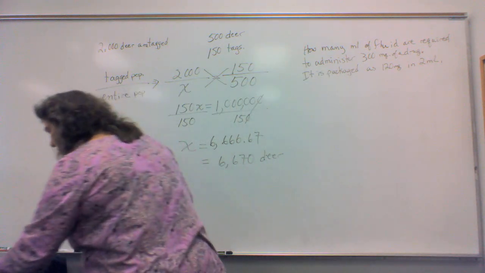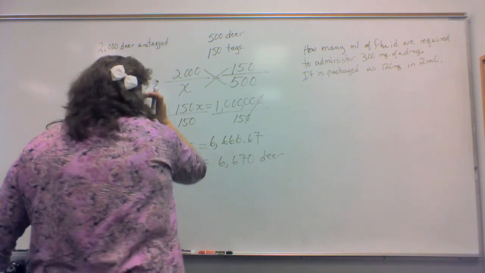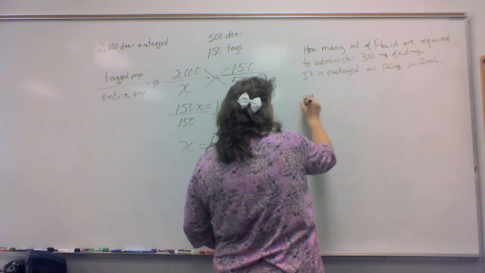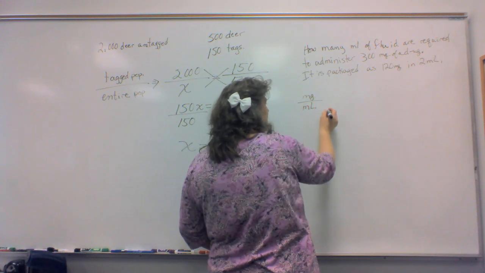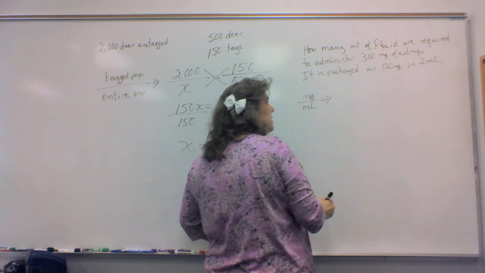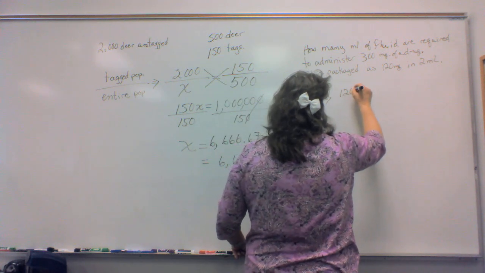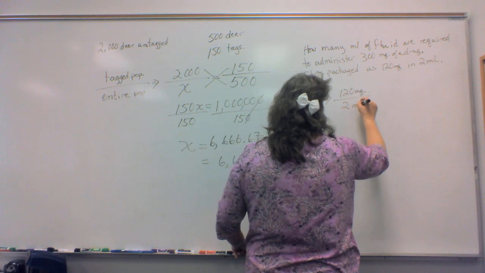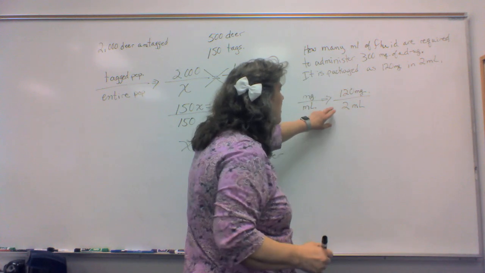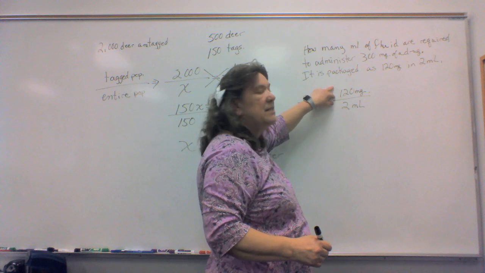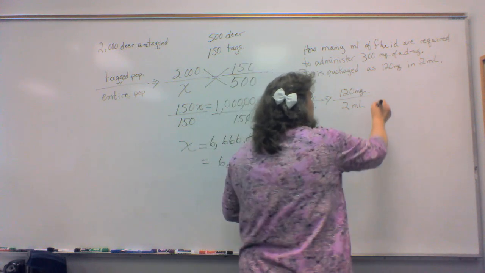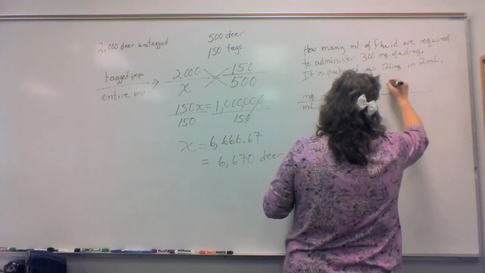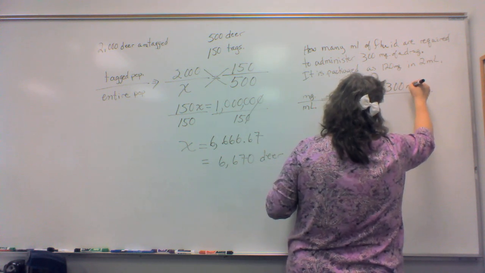Okay, we want 300 milligrams. So we're going to have milligrams compared to milliliters. All right, so 120 milligrams is in 2 milliliters of liquid. So we know that the 2 milliliters contains 120 milligrams. And this is equal to 300 milligrams of the drug.